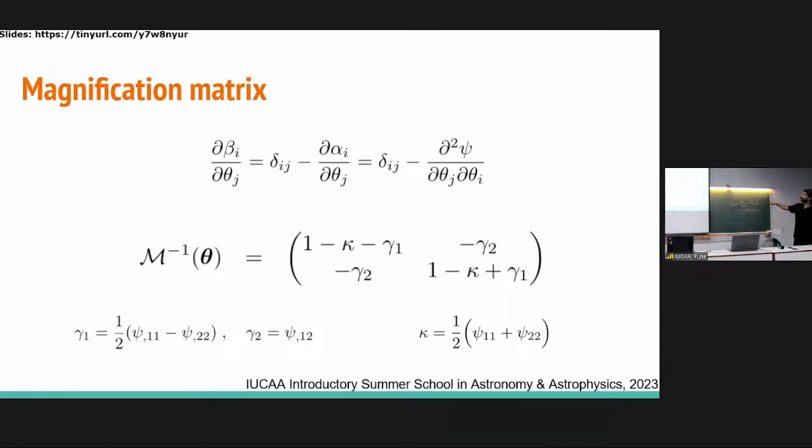Okay. Because we have a beta and a theta and both of them are vectors, what I want is del beta i by del theta j, where i and j can take the values 1 or 2. Right? So that I can work out all these components. Now remember, beta is equal to theta minus alpha of theta. So I will just write it on the board quickly.